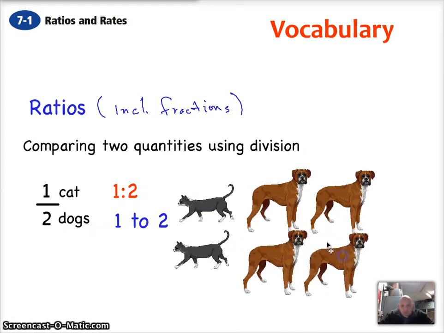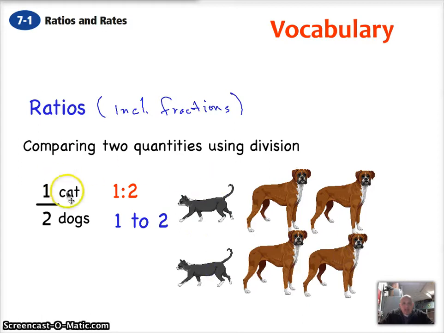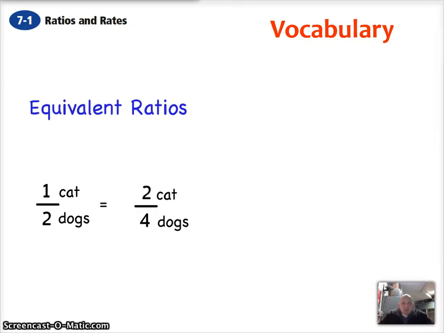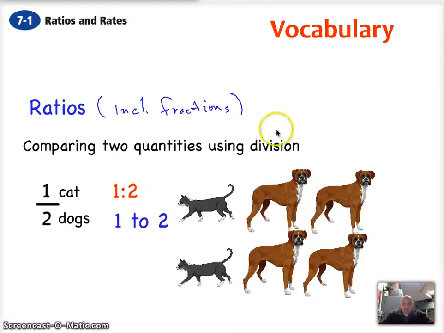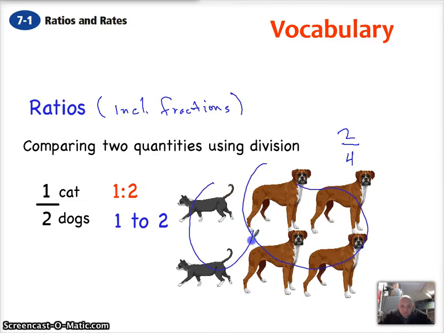If we put 2 more dogs in there and 1 more cat in there, we'd still have a 1 to 2 ratio, which we'll describe in more detail in a few minutes. Equivalent ratios are ratios that name the same comparison. 1 cat to 2 dogs is the same thing as 2 cats to 4 dogs. Looking back at the illustration, you can see that 1 cat to 2 dogs is the same thing as 2 cats to 4 dogs. They're equivalent ratios.